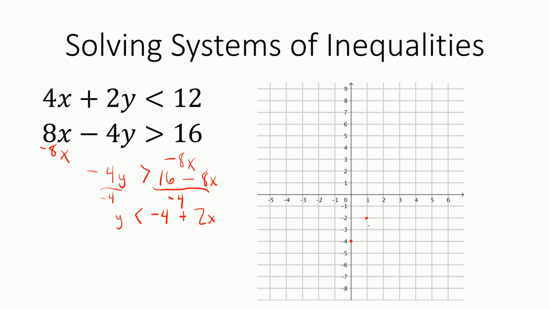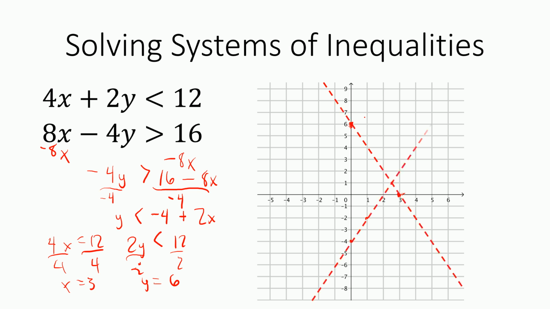using this, and our other inequality, we could figure out the two intercepts. X-intercept would be 3, and then y-intercept would be 6. Okay. So I could plot both those, and we notice that both of them are not equal to, so both of them are going to be dashed lines.